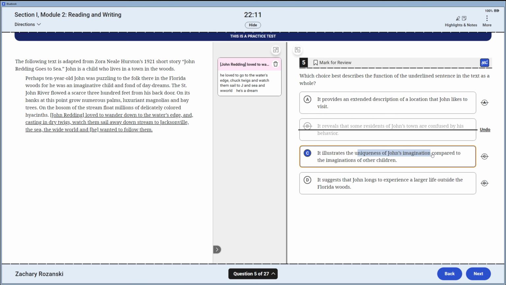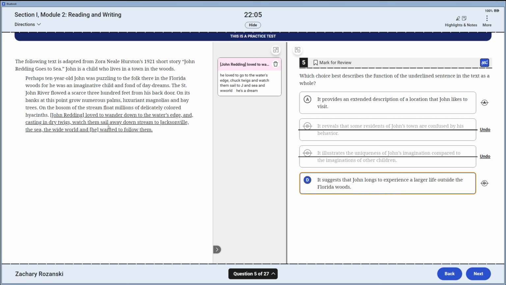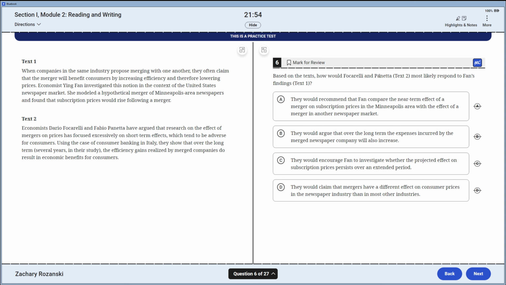He's dreaming of going away with them, but then this statement about being compared to other children, I have nothing in my underlined portion that engages with that. It suggests that John longs to, yes. This final part is this. I didn't like the notion of it being an extended description of the location. And when I look around, I see that this is exactly what it means by an extended location, which isn't the underlined portion, therefore trash, trash, trash.